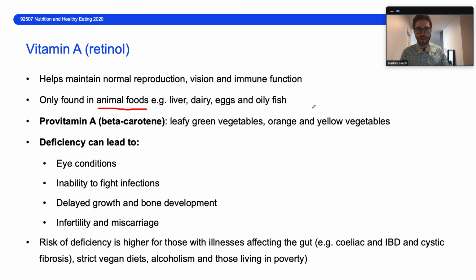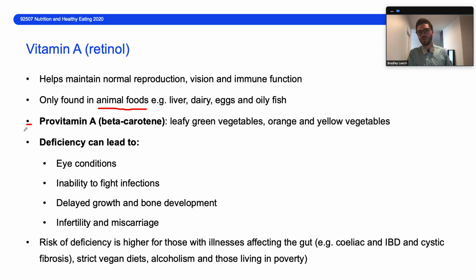Now, for the vegetarians and vegans who are listening, don't be scared. You can get vitamin A from plant-based sources. It's called provitamin A right here. You would know this as beta-carotene. Provitamin A is the chemical structure before the vitamin A found in animal-based products. So this provitamin A, aka beta-carotene, can be converted into vitamin A within our body.